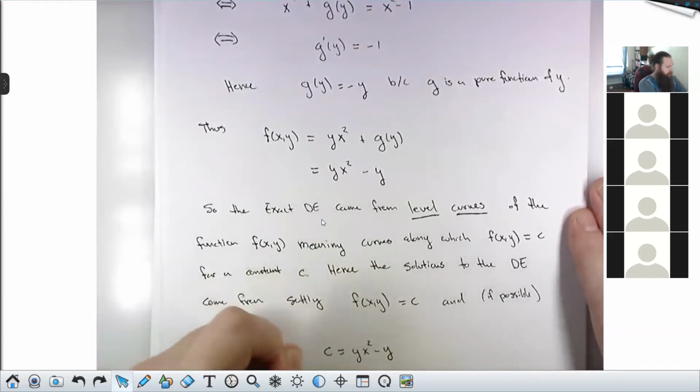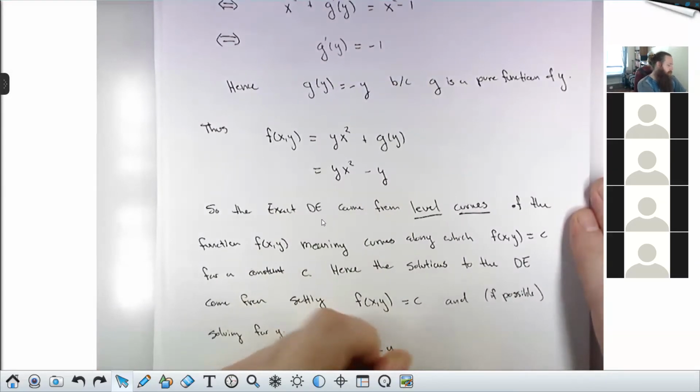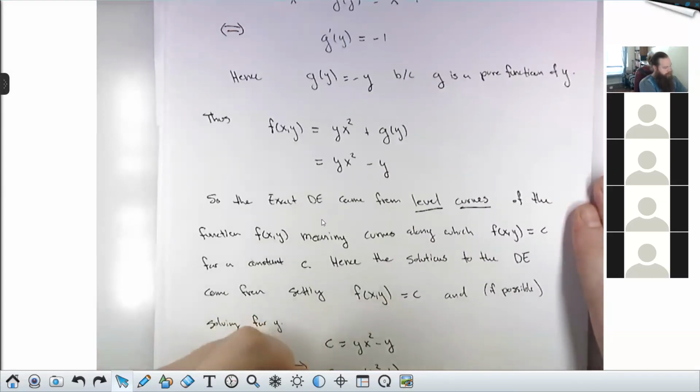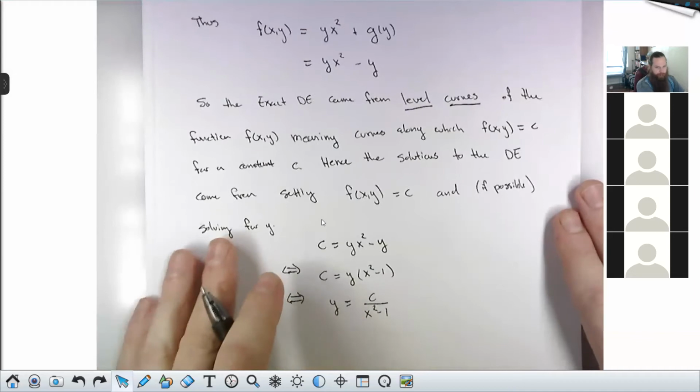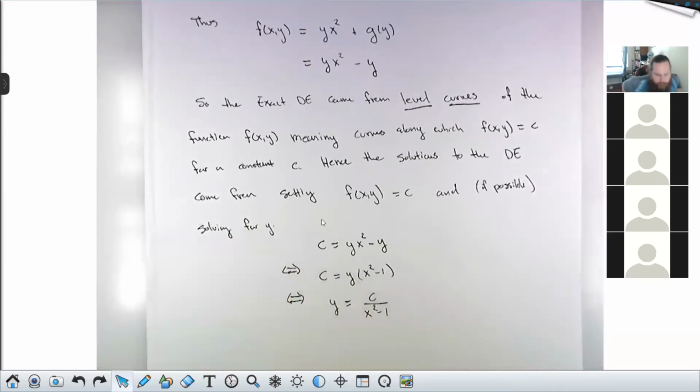Rewrite: c equals y times x squared minus 1. Right, that's y on the left, y equals c over x squared minus 1. So this is the family of curves that solve the exact differential equation we began with.